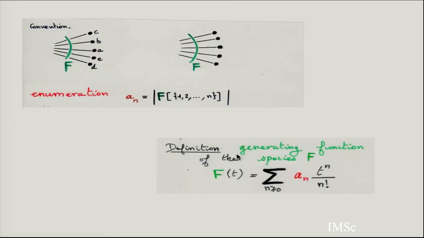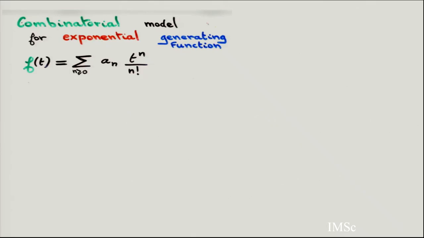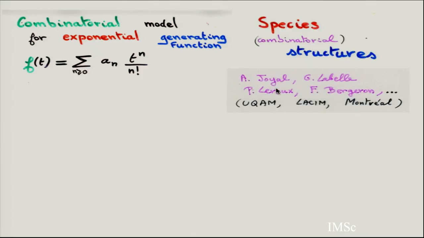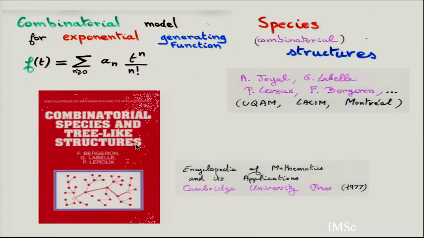And then what is defined is the exponential generating function of the species F, which is written like this, F of t. In the previous slide, you see this was introduced by people in Montreal, Joyal, Labelle, etc. in 1980, a long time ago, and there is a beautiful book, Combinatorial Species and Tree-like Structures, to explain this. So this is an abstract way of looking at combinatorial objects which fit very well with the exponential generating function.